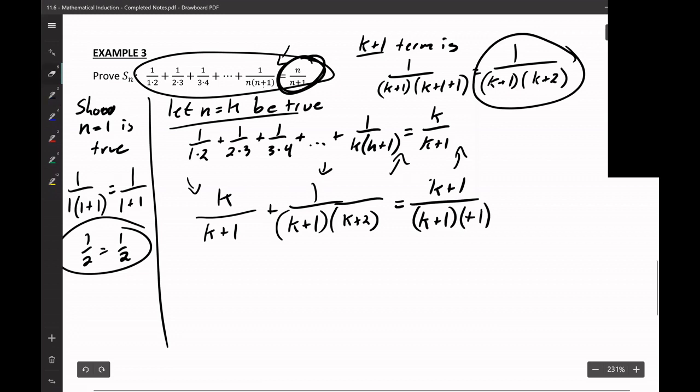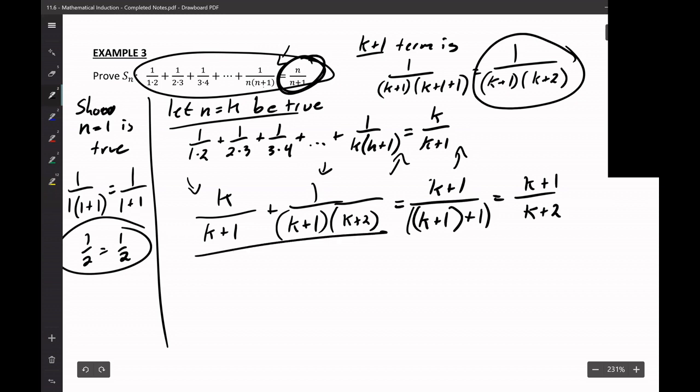Those are terrible parentheses, but you guys get the idea. I just want to show that this expression here is true. Let's modify this a little bit to make it less confusing. So I want to show that this thing is equal to this thing, and if you can show that by induction, you've proved it. To manipulate this, I notice there's a k plus 1 here and a k plus 1 here. Let's get like denominators, so I'm going to multiply by k plus 2 over k plus 2.